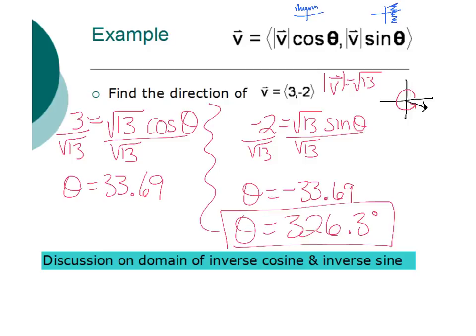But just know that if it's in the 1st quadrant, you can do either method. 2nd quadrant, you do cosine. 4th quadrant, you do sine. And 3rd quadrant, we're going to have to think a little bit.